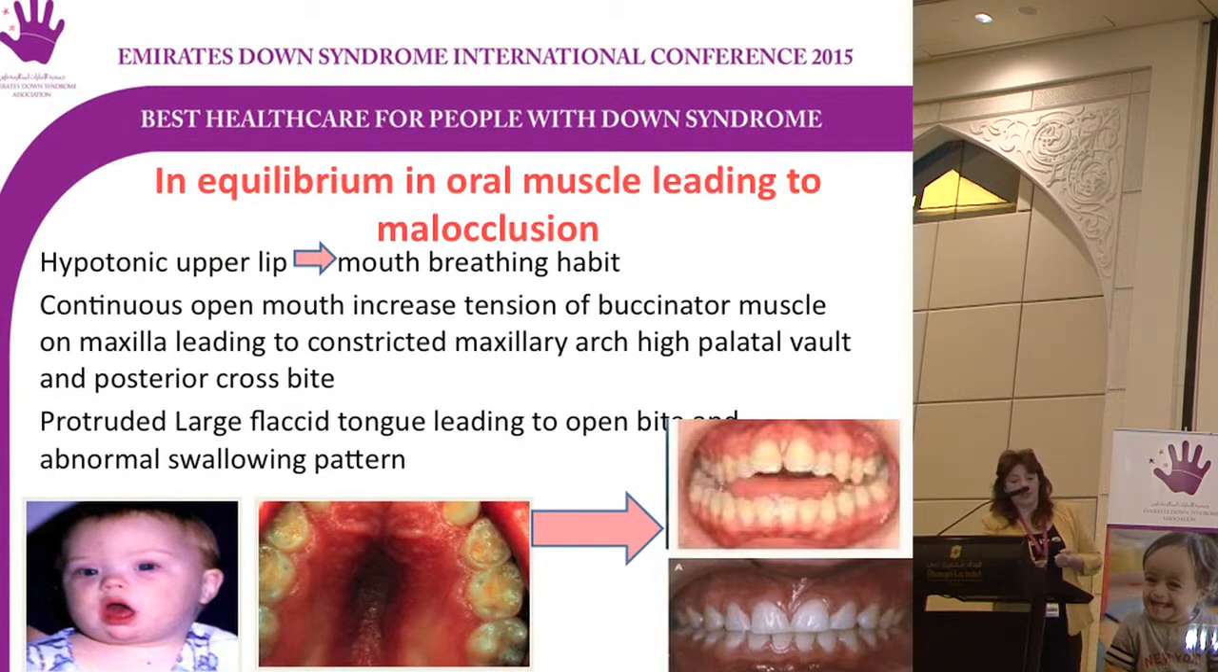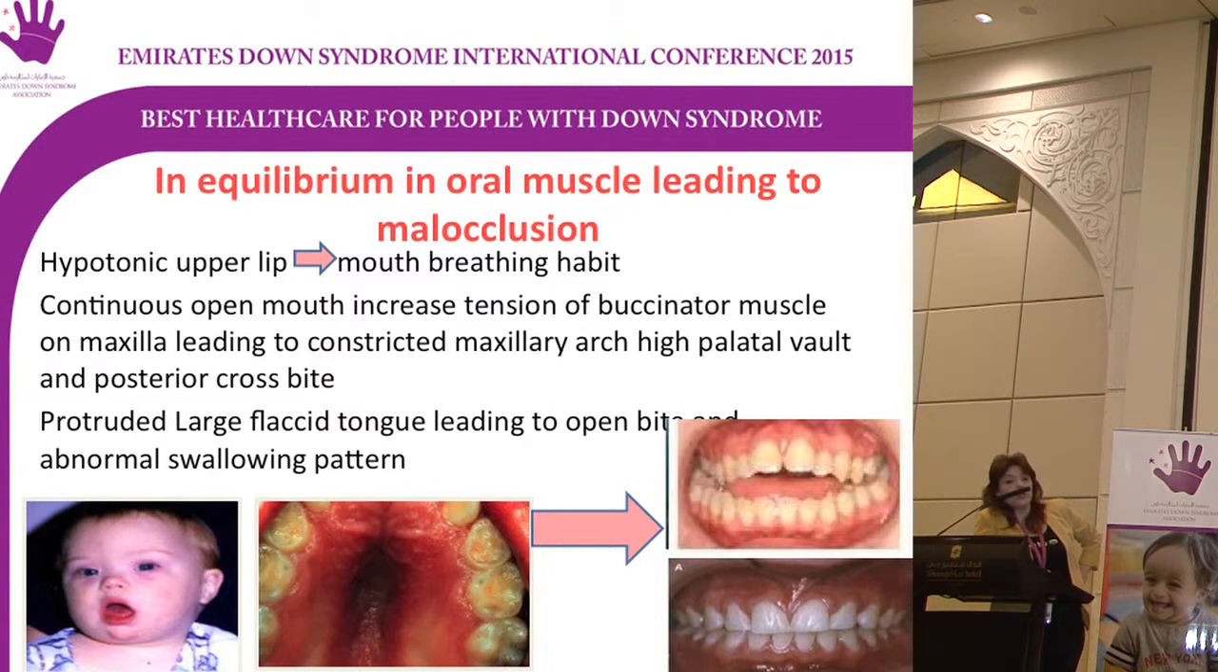What happened in Down syndrome? We can see this patient. This is the classical picture of Down syndrome. A short hypotonic upper lip, so the action of the lip is missing. What happened? The child is always opening the mouth. He cannot seal his mouth, so he's opening the mouth, and so he will breathe from the mouth.